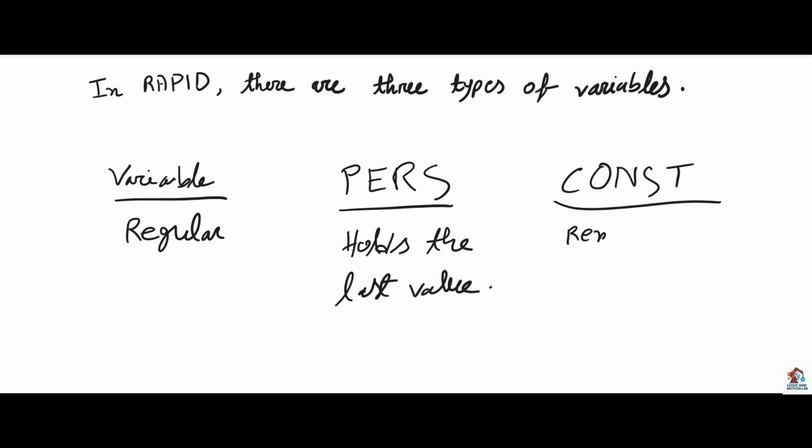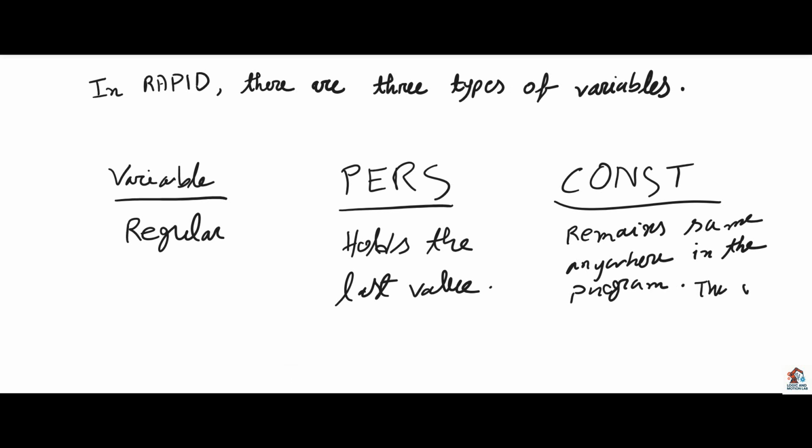Constant variable is like the value remains the same anywhere in the program. So whenever you try to access that variable, the value will always be the same. It is only possible to change it when you declare the variable. So it will allow you to change the value only during declaration.